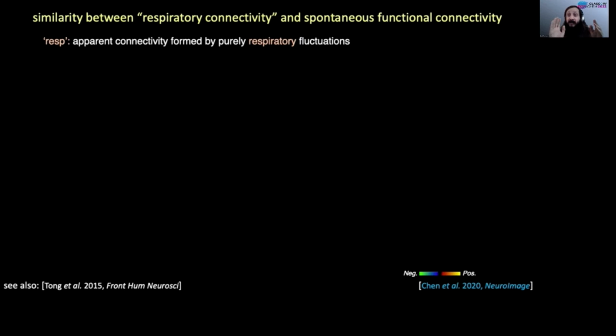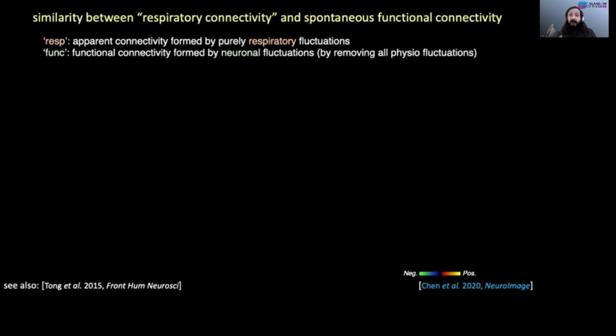Okay, so now to test for similarity between physiological networks and conventional resting state networks, we compared this respiratory connectivity with spontaneous functional connectivity. We did this by generating two data sets. The first was a synthesized data set containing only respiration-driven dynamics, which we labeled as RESP. So these synthetic data are pure physiological noise.